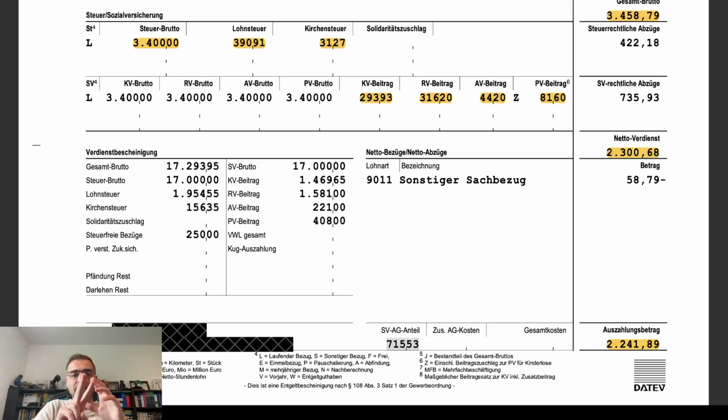But these are the first 2 points which will rise in the next 10 years. In the next 10 years, we have a pension insurance up to 23% in the highest amount, and health insurance will be around 19 to 20%. The employment insurance at the moment is around 2.6% split evenly, but this will rise in the next few years to 3 to 3.5%.